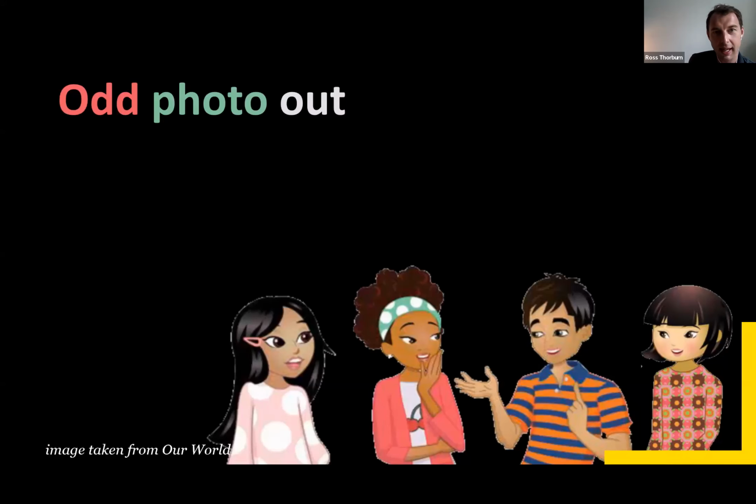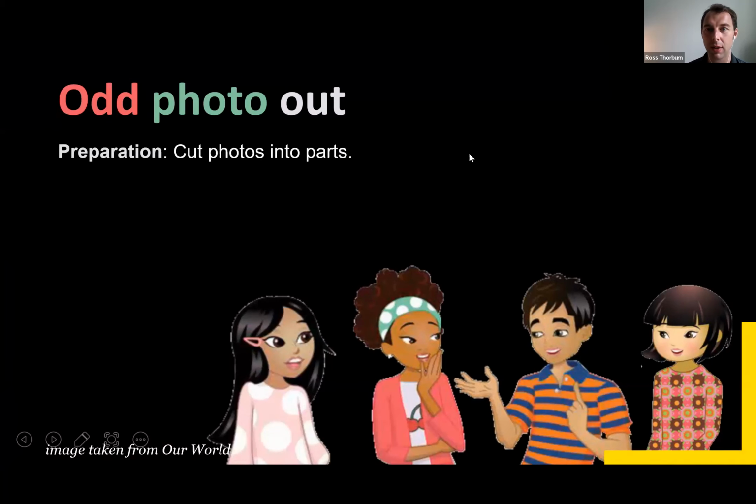Okay, so our last activity today is called Odd Photo Out. This is my favorite one. So this activity, instead of getting students to describe a photo, we're getting students to describe part of a photo. So you need to get an image and cut it into parts. Okay, so probably take one image and cut it into 3 parts. And also get a part of a different photo. All right, so you should have 3 bits of one photo and 1 piece of another photo.